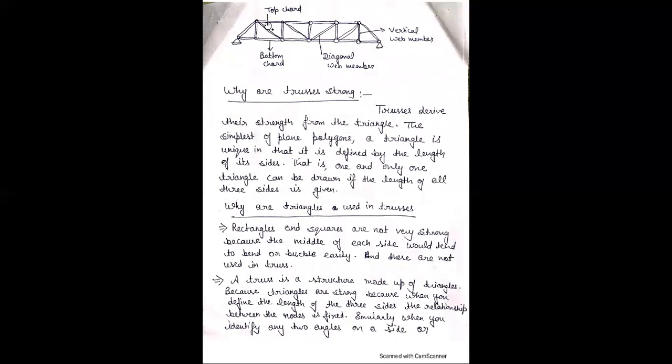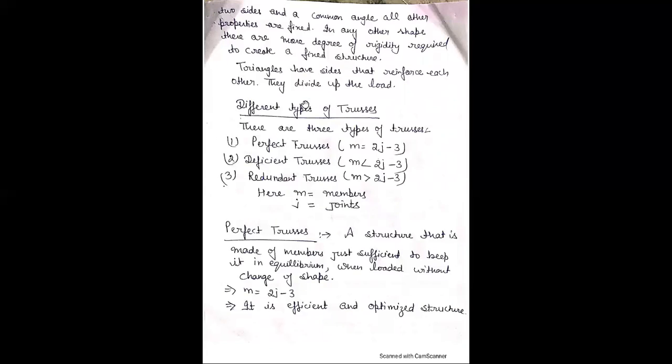In the diagram, these are the members of a truss, and these round points are the joints of the truss. Second is the deficient truss, where m is less than 2j minus 3, in which the number of members is less than required. And the third is the redundant truss, where m is greater than 2j minus 3, meaning the number of members is greater than required.